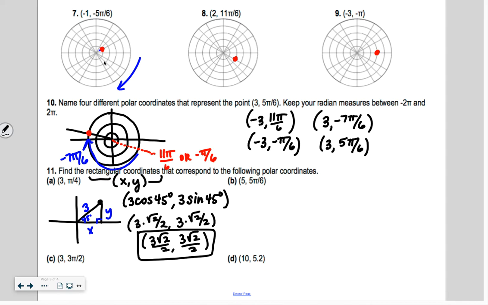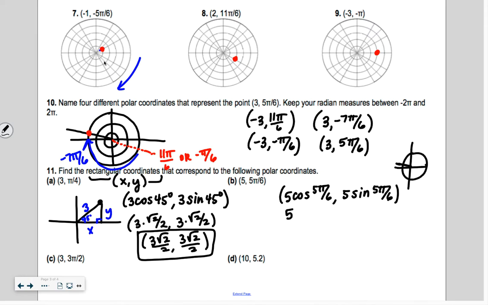All right, so 5 comma 5 pi over 6. So I don't need to sketch it out. I could actually just say, I'm going to do 5 cosine of 5 pi over 6, 5 sine of 5 pi over 6. All right, and we're going to find those. So 5 pi over 6 is over here.